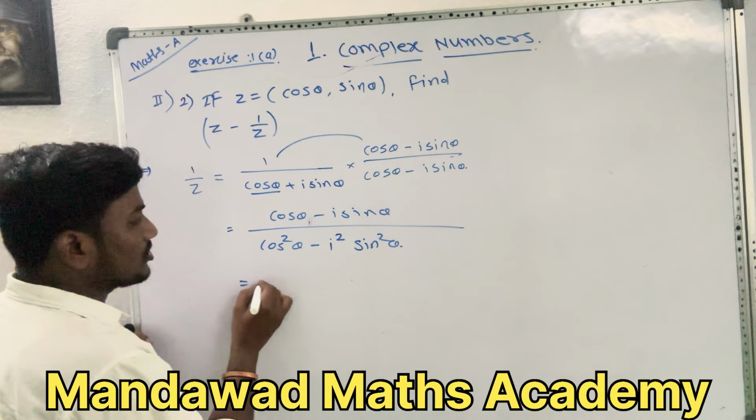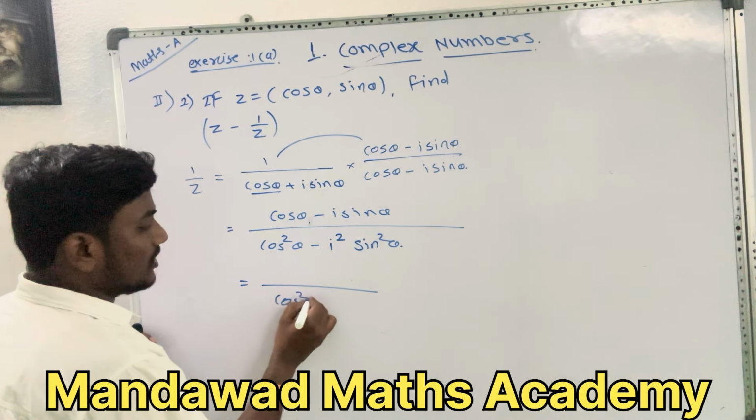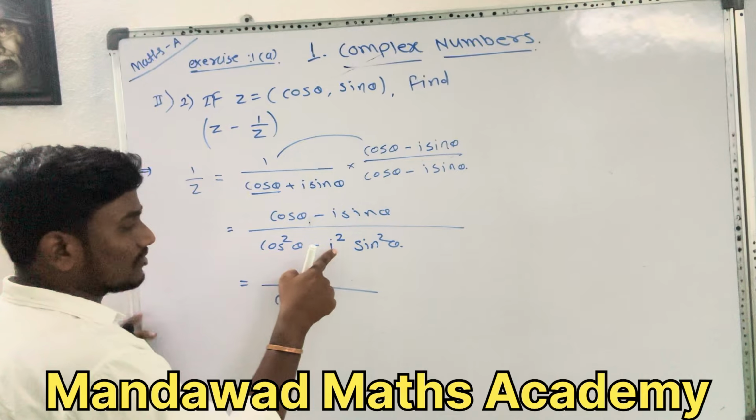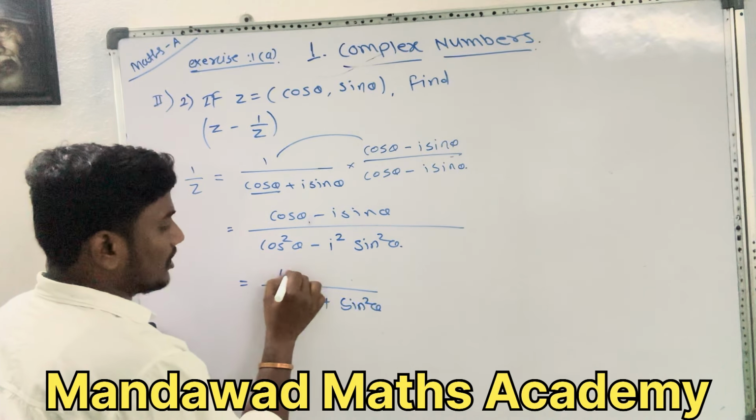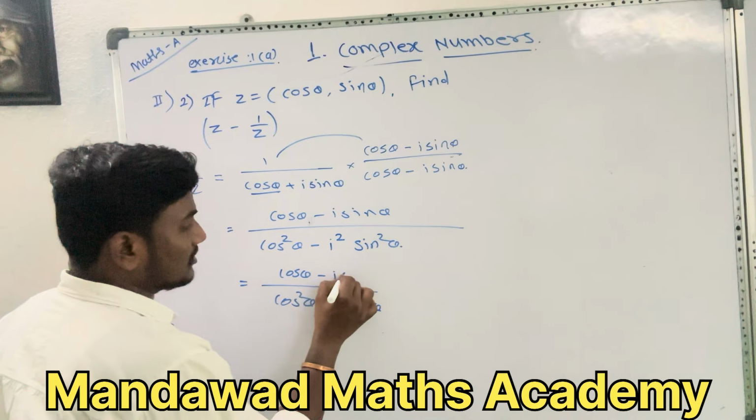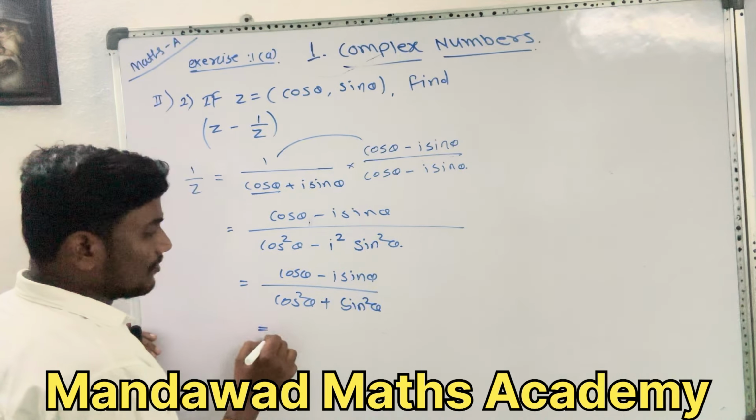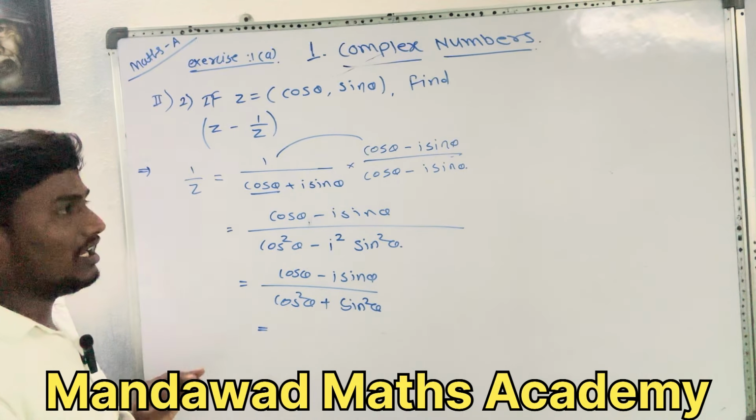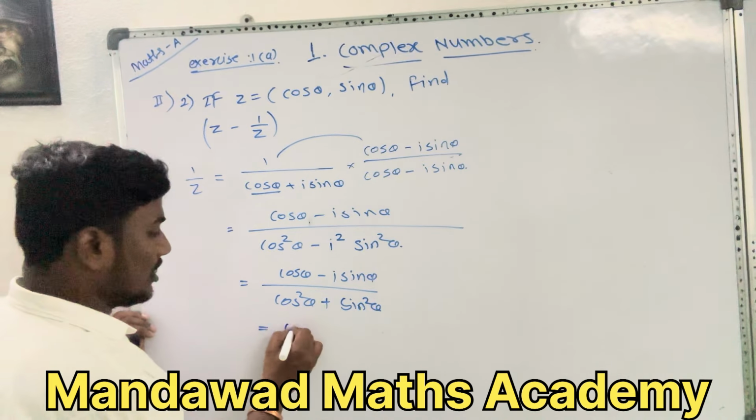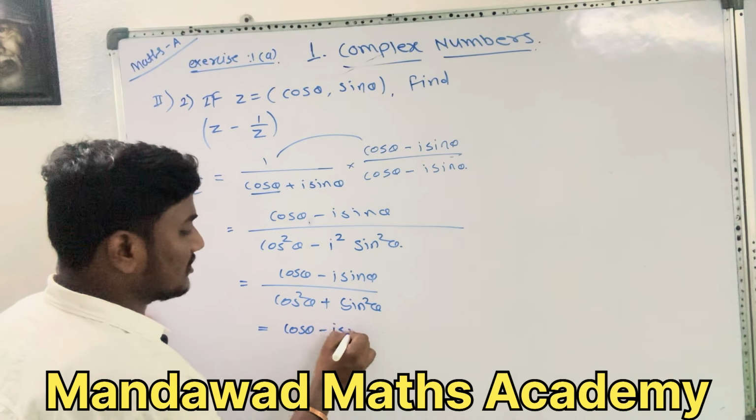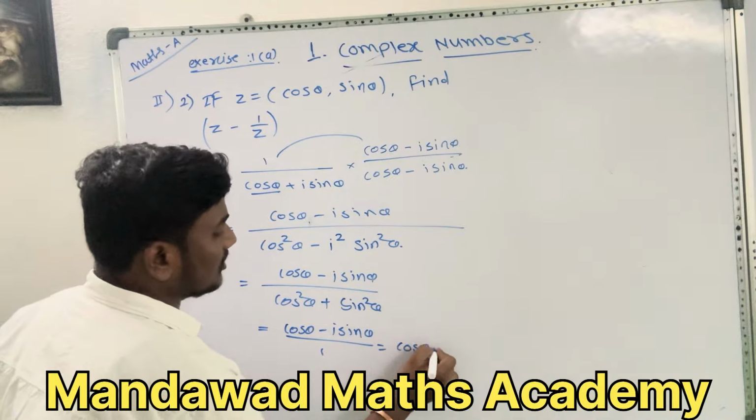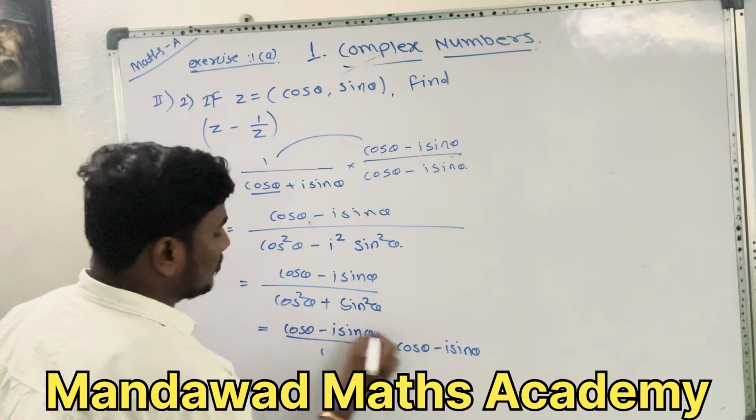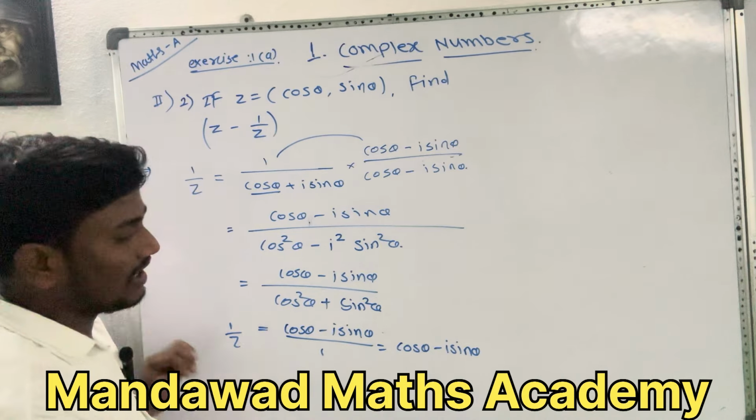So the i square value is minus 1. Therefore cos square theta minus minus plus 1 sin square theta, and the numerator is cos theta minus i sin theta. That is nothing but cos square theta plus sin square theta, so that is 1. Therefore cos theta minus i sin theta divided by 1. So this implies 1 by Z is cos theta minus i sin theta.